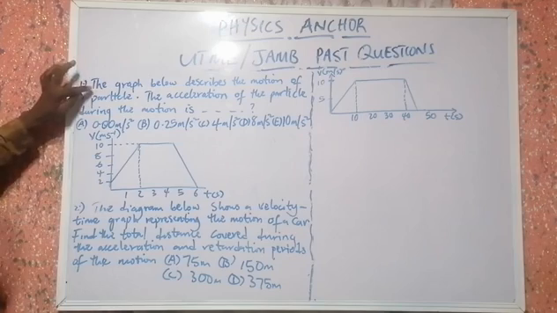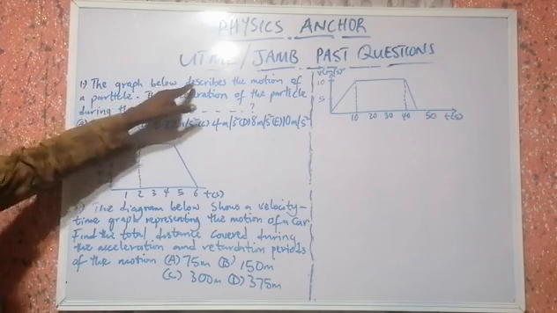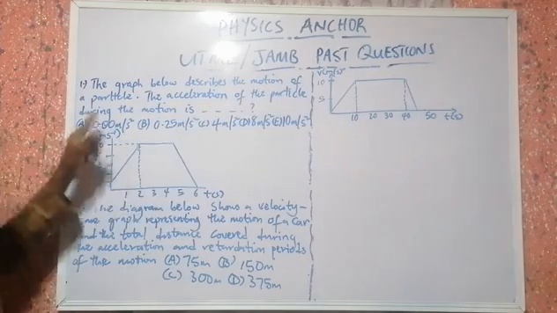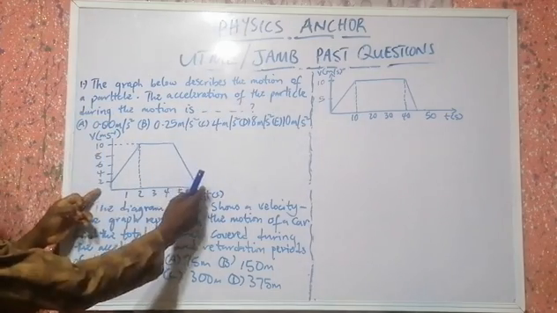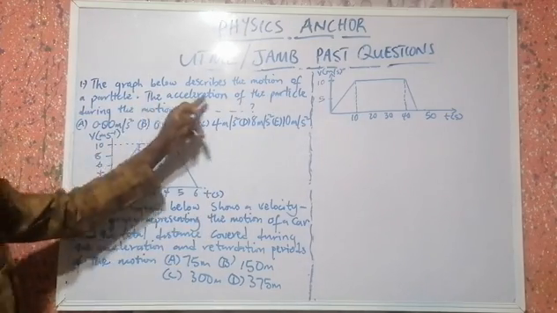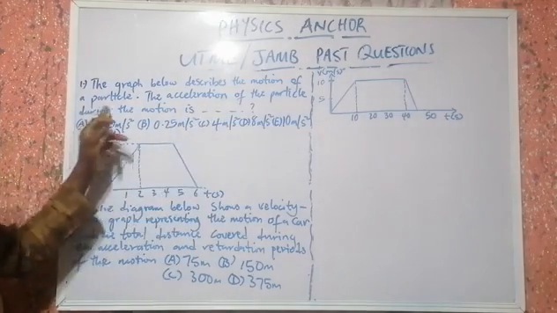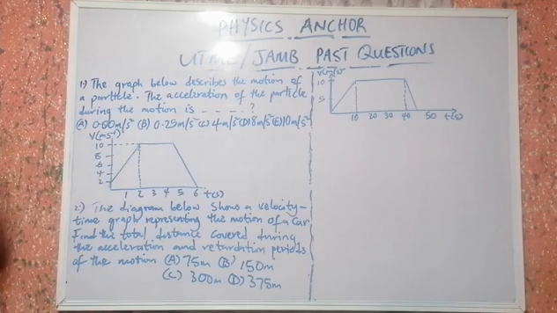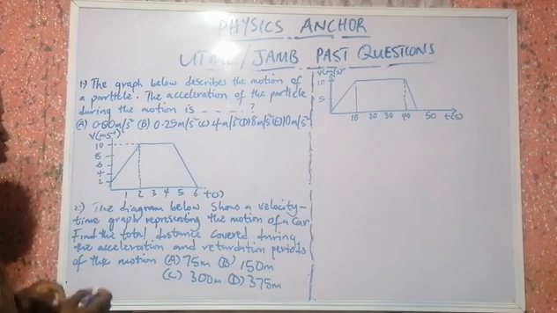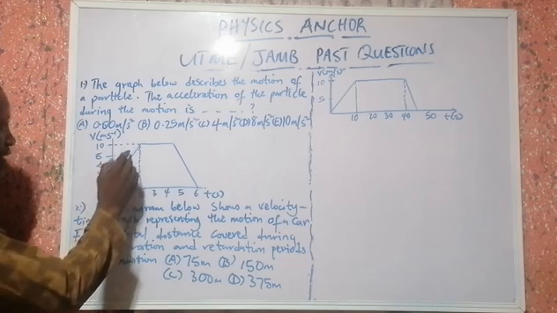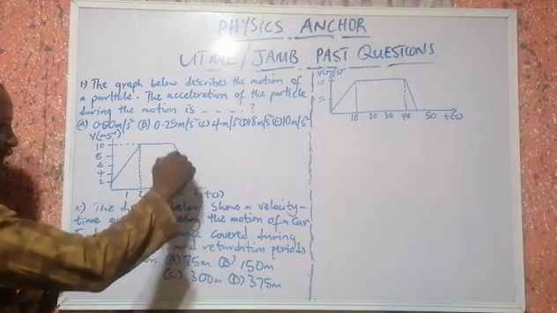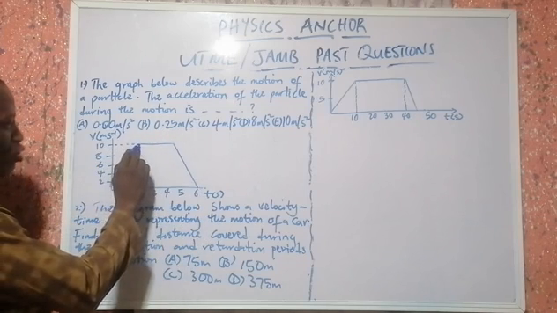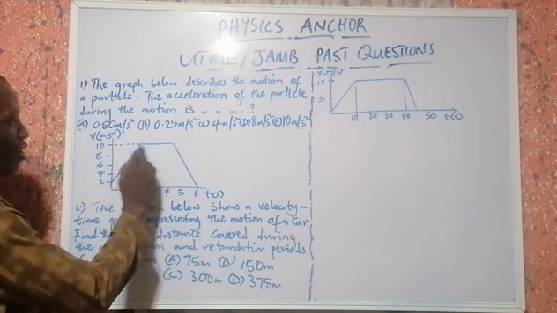The first one: the graph below describes the motion of a particle. So this is the graph. The acceleration of the particle during the motion is dash. So they want us to calculate the acceleration during the motion. This is the part that shows the acceleration. This one is deceleration. This is the part that shows constant velocity.